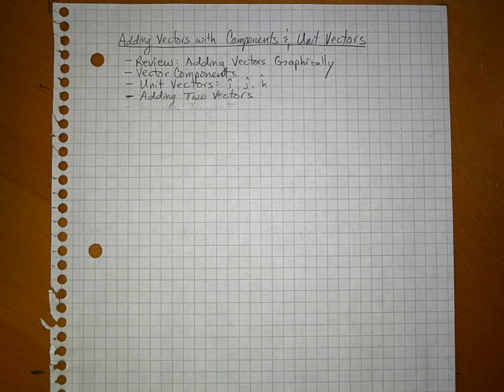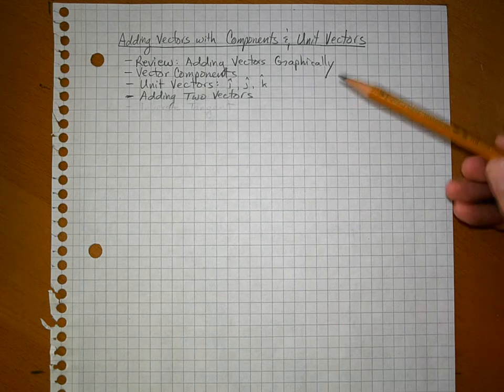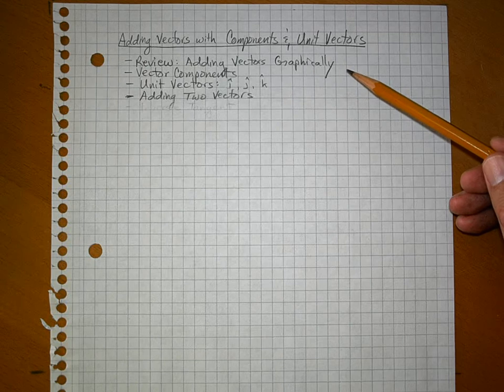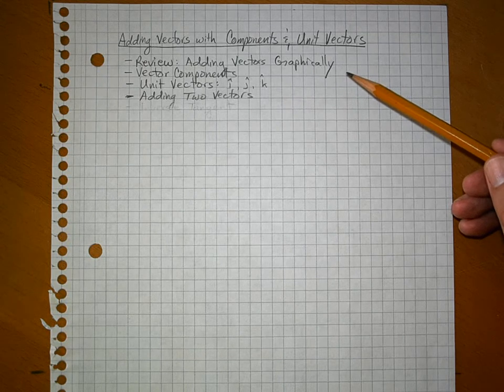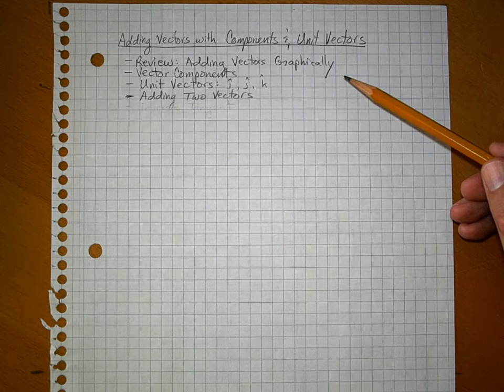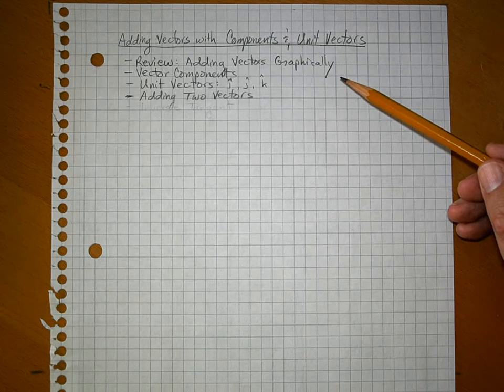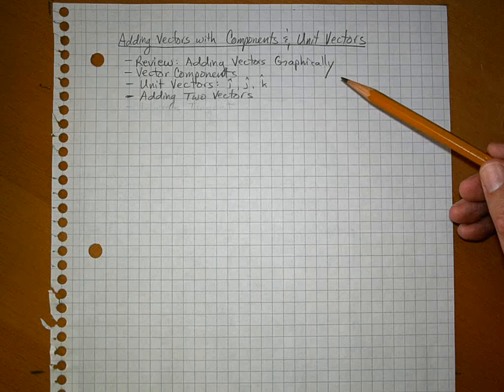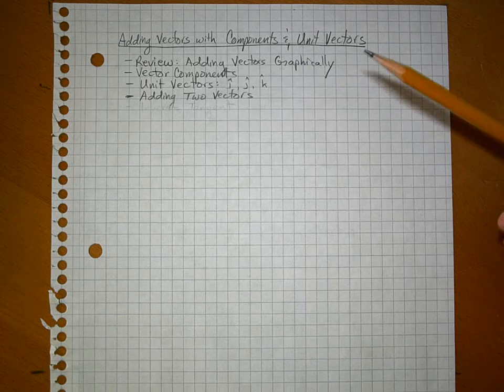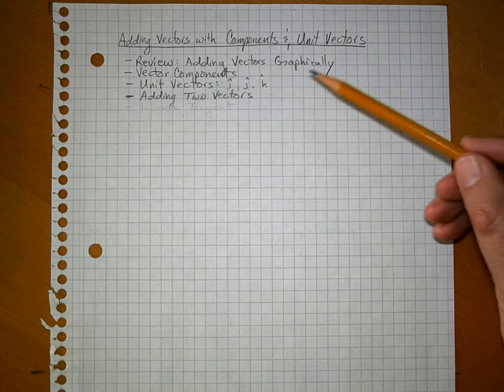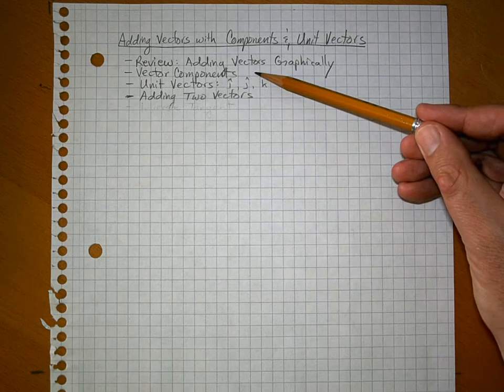Hey there, everybody. This time let's talk about adding vectors with components in unit vectors. Because what we did before, and we'll review that, is we added vectors graphically, hooking them up head to tail. But that's a great way to get an estimate of what your answer should be. But if you want a really mathematically rigorous answer, you need to be able to add them together mathematically. And to do that, we need to understand what vector components are. So we're going to be dealing with vector components.